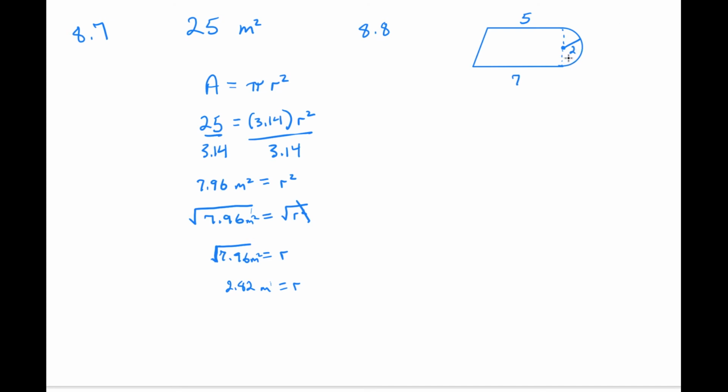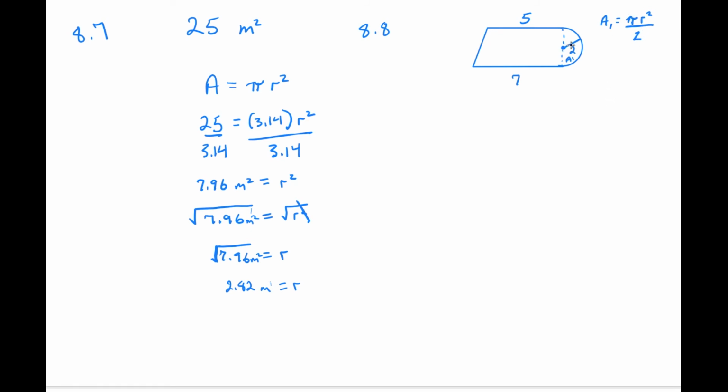This can be A1, right? That's A1. So A1 is just going to be a half circle, and we already determined, or actually we determined the circumference of a half circle. So this is going to be along the same lines. We're going to determine that a half circle is going to be the area of the circle, which is pi r squared, and we're just going to divide it all by 2. Okay, that gives us a half circle.